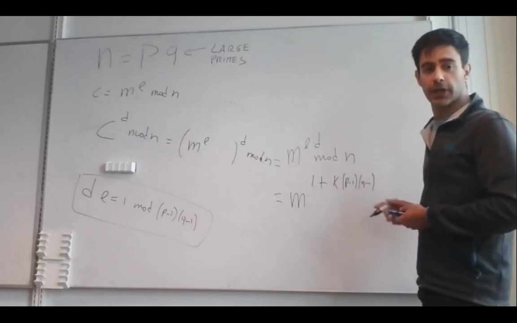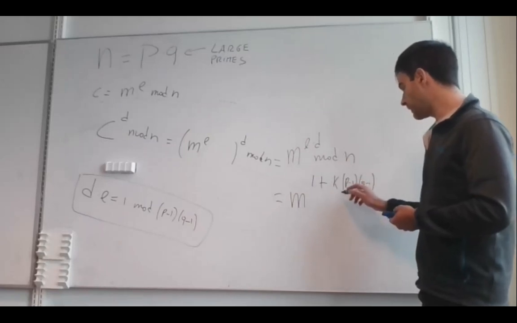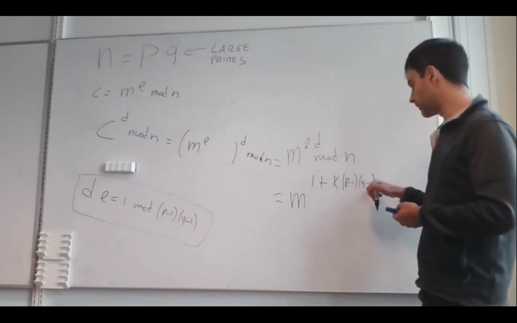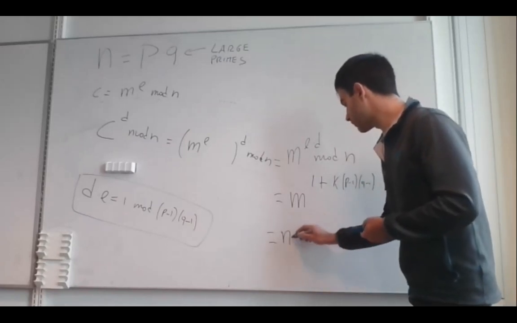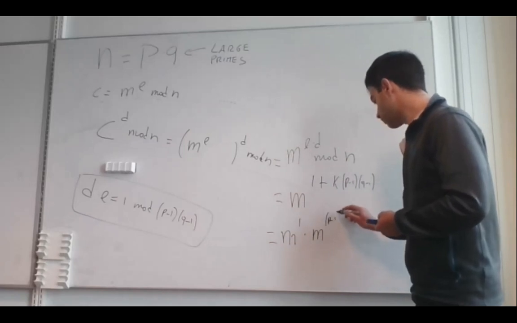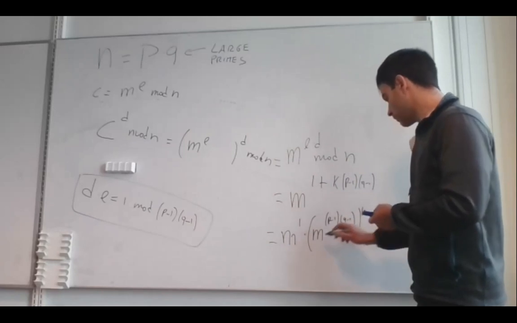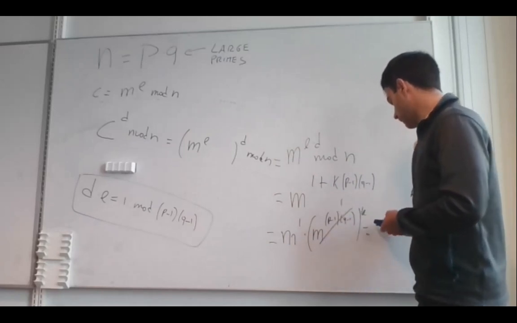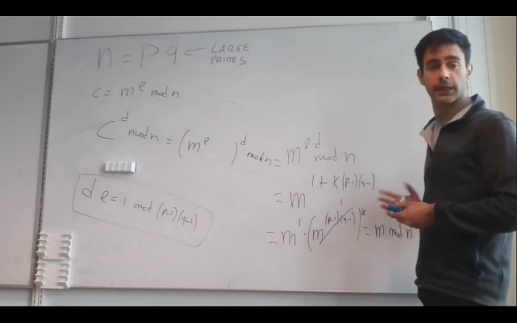Now, because of the algebraic structure of arithmetic modulo n, anything raised to the P minus 1, Q minus 1 is equal to 1. So this is equal to m raised to the 1 times m raised to the P minus 1 times Q minus 1, all raised to the K. So this is 1, which means that the whole thing is simply equal to m modulo n. And this is why RSA works.